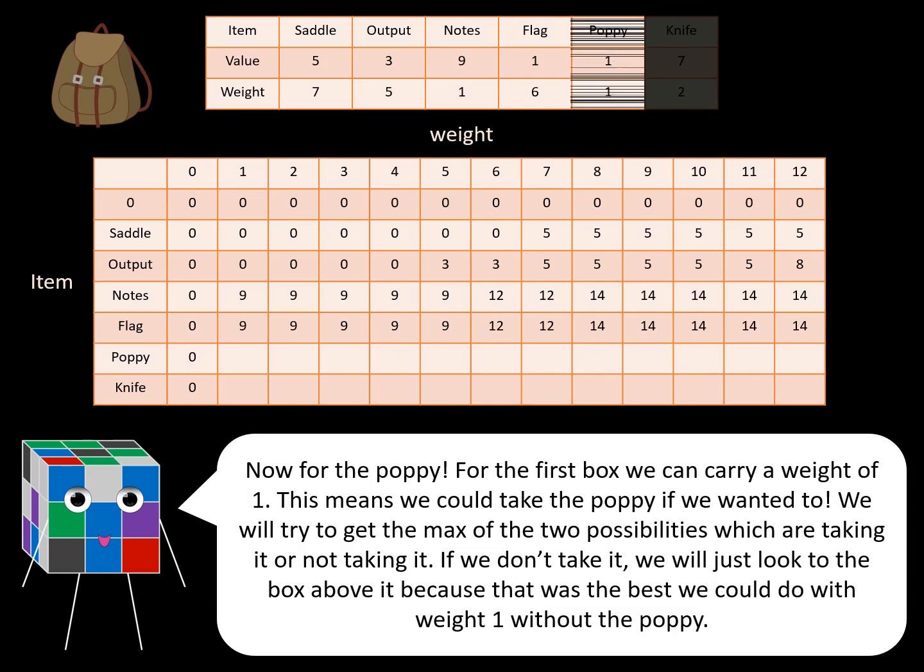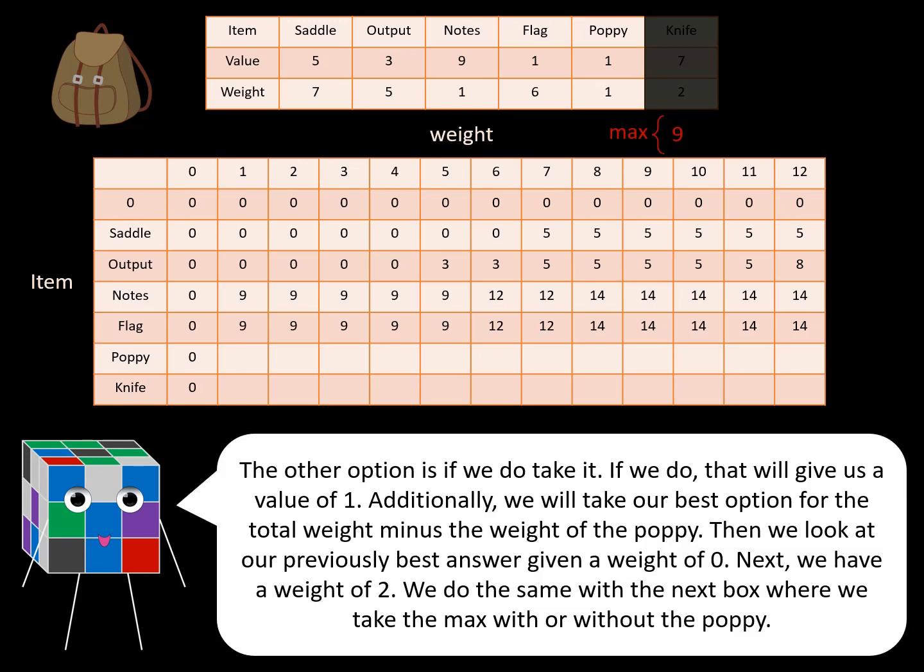Now for the poppy. For the first box, we can carry a weight of 1. This means we could take the poppy if we wanted to. We will try to get the max of the 2 possibilities, which are taking it or not taking it. If we don't take it, we will just look at the box above it, because that was the best we could do with weight 1 without the poppy. The other option is if we take it.